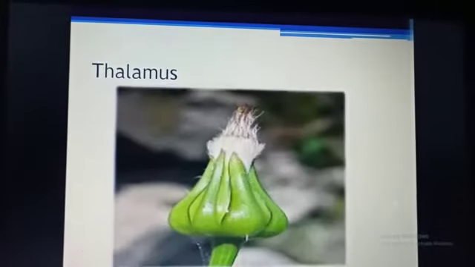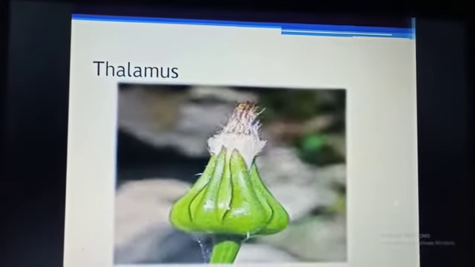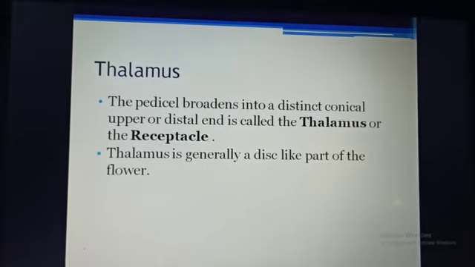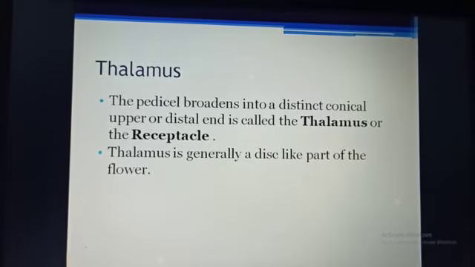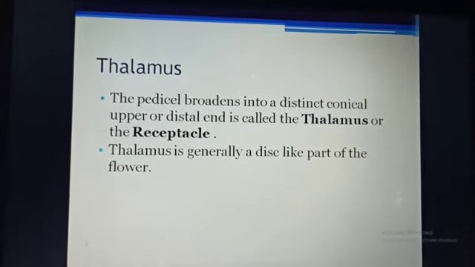Here you will see in this diagram how thalamus looks like. The pedicel broadens into a distinct conical upper or distal end called the thalamus or the receptacle. That means the thalamus is also called the receptacle of a flower. Thalamus is generally a disc-like part of the flower.